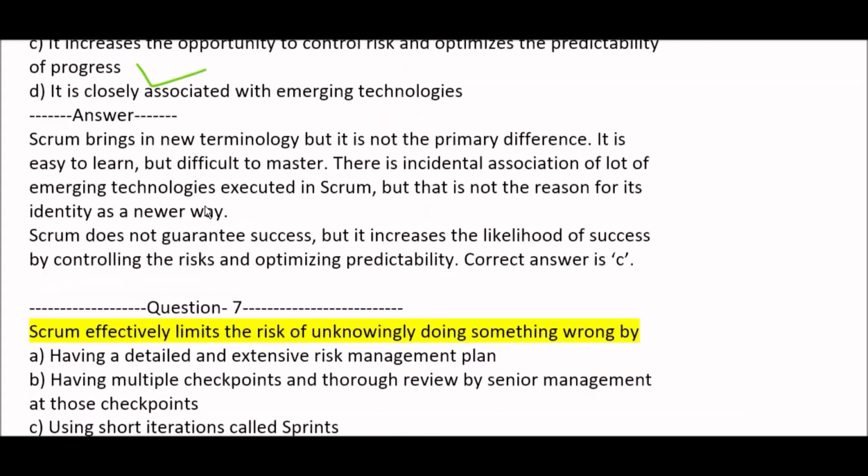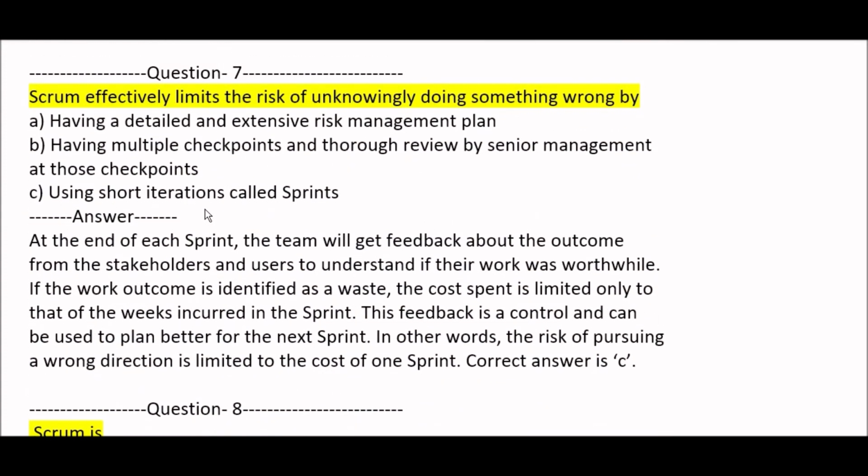Okay, next question. Scrum effectively limits the risk of unknowingly doing something wrong by: option A, having a detailed and extensive risk management plan. Option B, having multiple checkpoints and thorough review by senior management at those checkpoints. Option C, using short iterations called sprints. Right answer here is option C. Scrum effectively limits the risk of unknowingly doing something wrong by using short iterations called sprints.